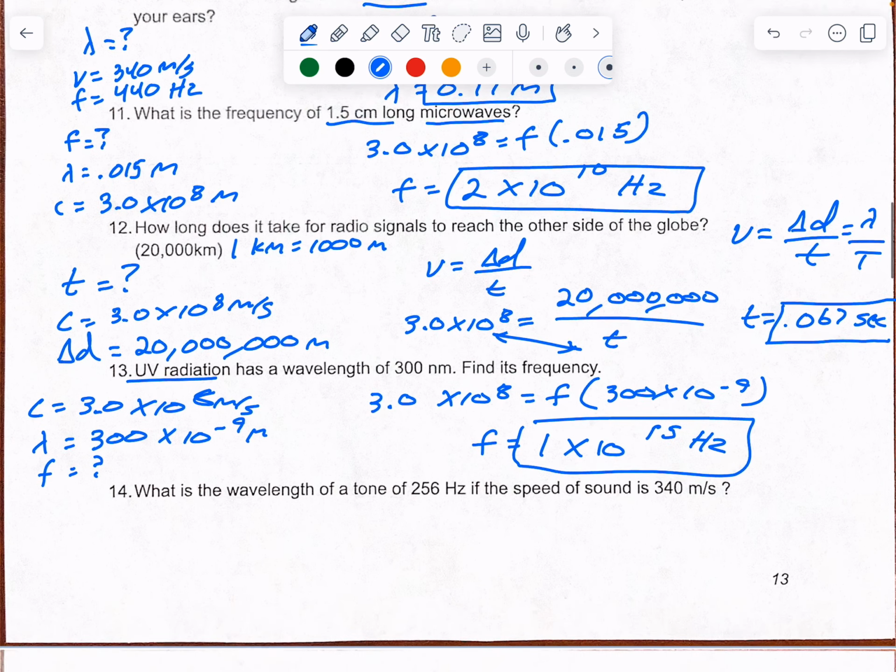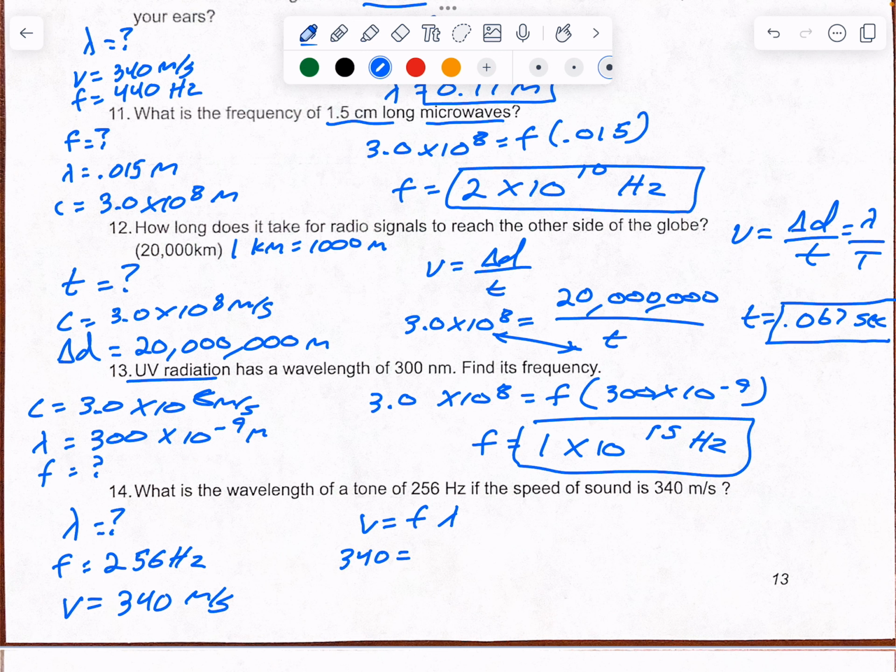Number 14, what is the wavelength of a tone? So wavelength we don't know, that's what we're looking for. Of a tone is 256 hertz. So tone is technically a sound, but in this case, it doesn't matter, we could put anything there, because as soon as I say hertz, I just told you that was frequency. So 256 hertz would be your frequency. And the speed of sound is 340 meters per second, so I went ahead and told you the velocity is 340 meters per second. So we're just going to use our equation, V equals frequency times wavelength. Velocity is 340, frequency is 256, and wavelength we don't know. So divide both sides by 256, and you get a wavelength of 1.33 meters.